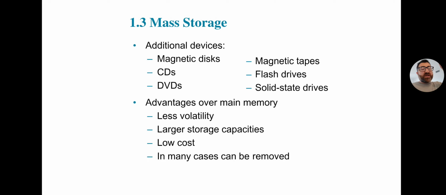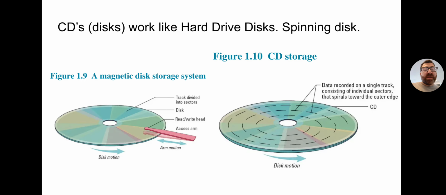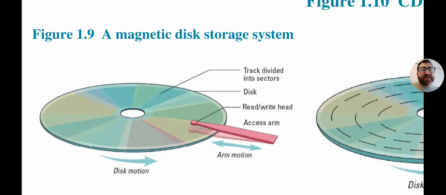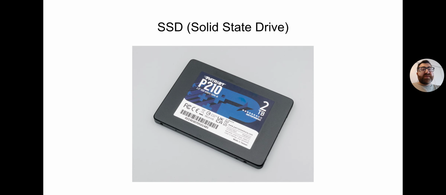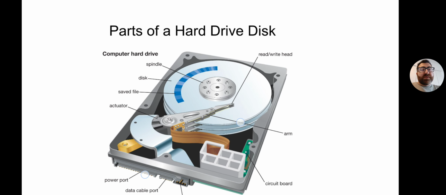Okay, so we'll talk about CDs now. CDs work like hard drive disks. There's a spinning disk. So if you look at this magnetic disk storage system, you've got a spinning disk divided into sectors. There's a read-write head and an arm that seeks the spot on the disk where data has to be read from, and the disk spins in one direction. So the CD-ROM disk is very similar in operation to this hard drive disk. You've got an arm, you've got a read-write head. Okay, so that's your CD-ROM disk.